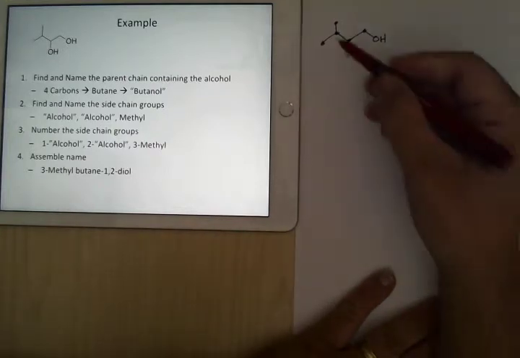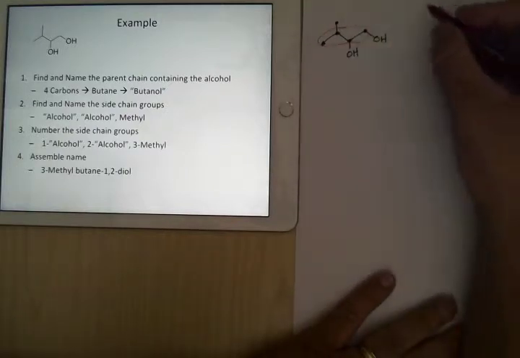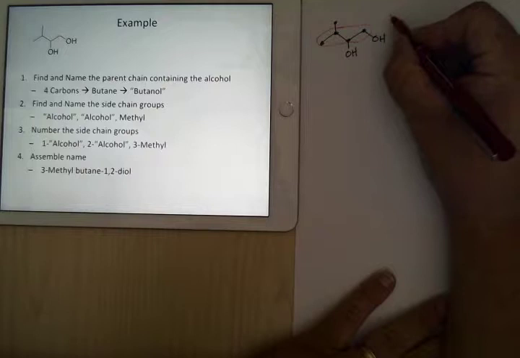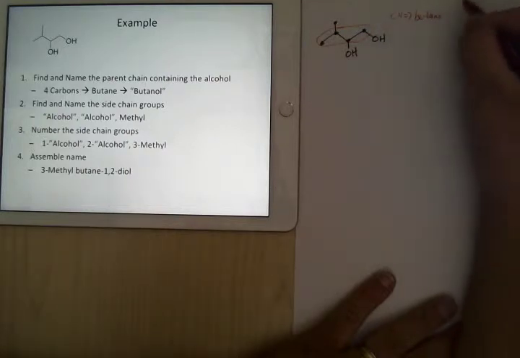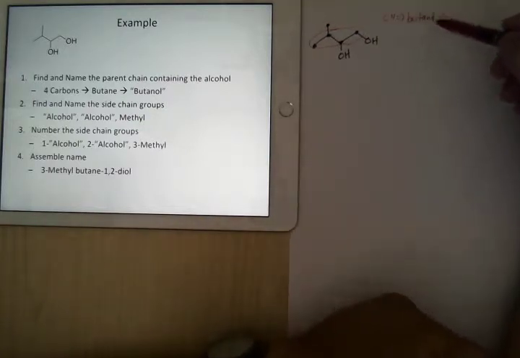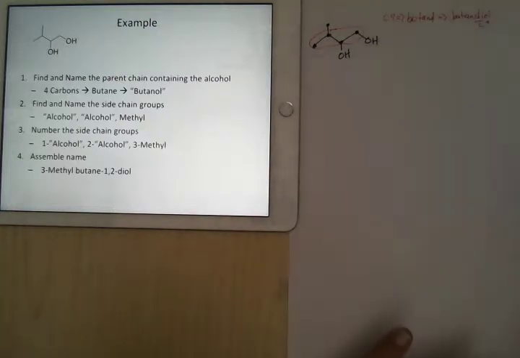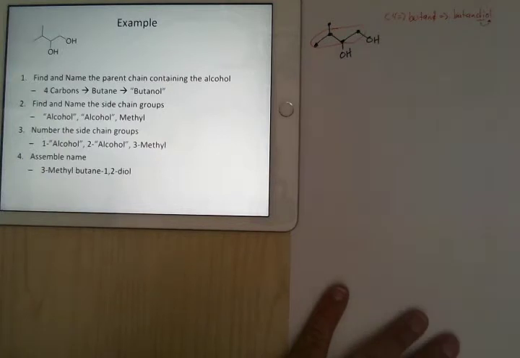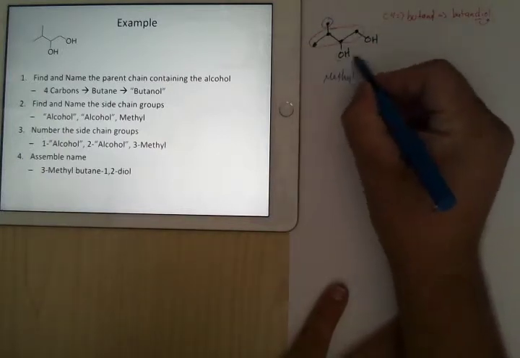So the main chain is either going to be 1, 2, 3, 4, or 1, 2, 3, 4. We'll do the horizontal, so it's 4 carbons. Usually that would be butane, but we take this off. It would be butanol, but we have 2 of them, so it becomes butanediol, because we have 2 OLs, 2 alcohols. The side chain here is a methyl, and then we have those 2.